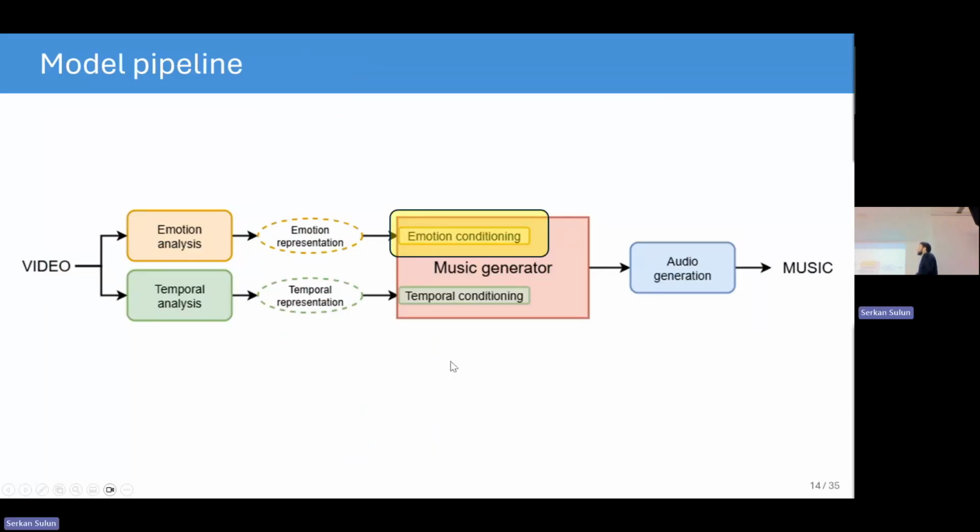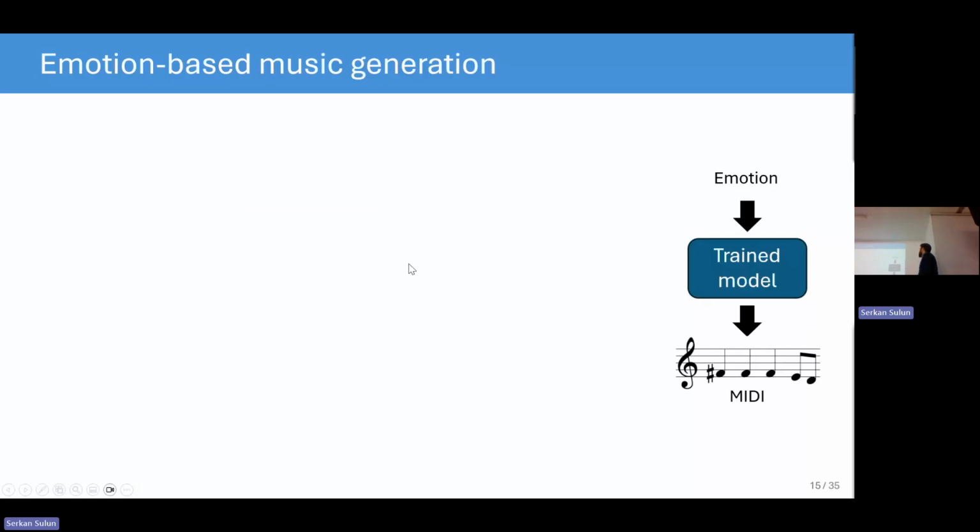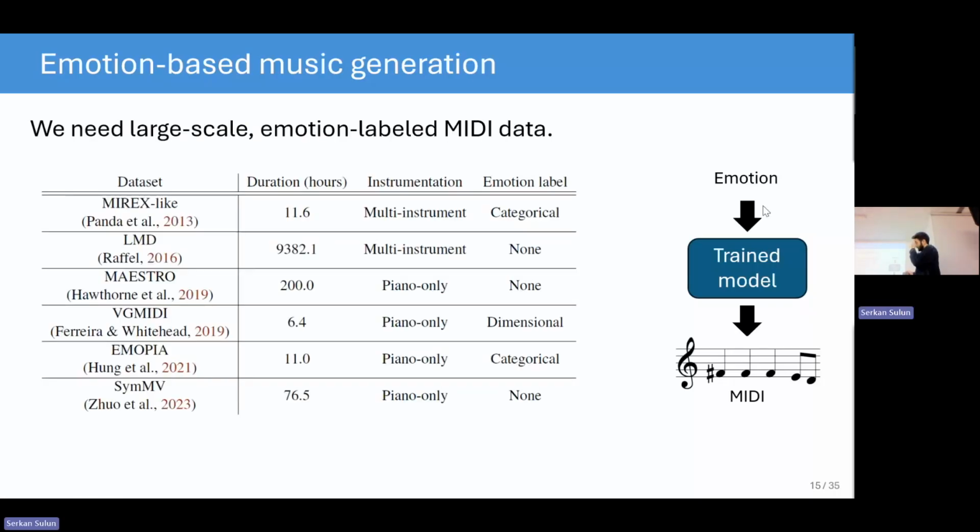All right, now that we have the emotions, how can we use these emotions for generating music in a specific emotion? So here, the simplified model would be this. We would have an emotion as input. The trained model will generate the MIDI based on that emotion. But once again, we have the problem of data. This time we need emotion-labeled MIDI data, which we need at large scales.